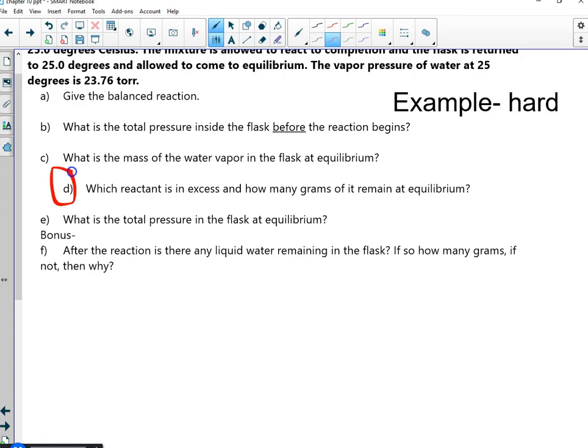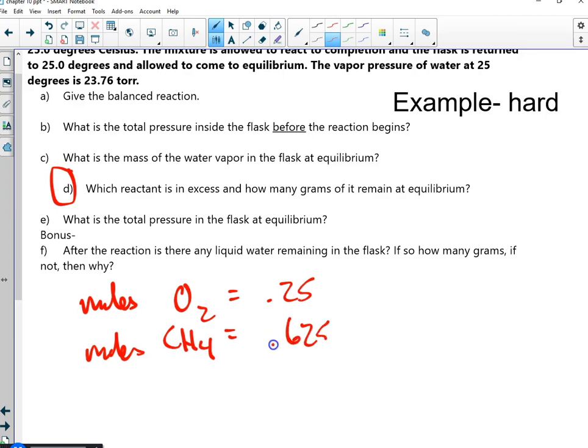All right, which reactant is in excess and how many grams of it remain at equilibrium? So just help me out once again. What were the moles of O2 we had? 0.25. What was the moles of CH4? 0.625. From the balance, we had CH4 plus O2 going to H2O and CO2. Well, I wrote that in the wrong order for me. I almost always write it the other way, but it doesn't matter. So it was 1, 2, 2, 1. We okay with that?